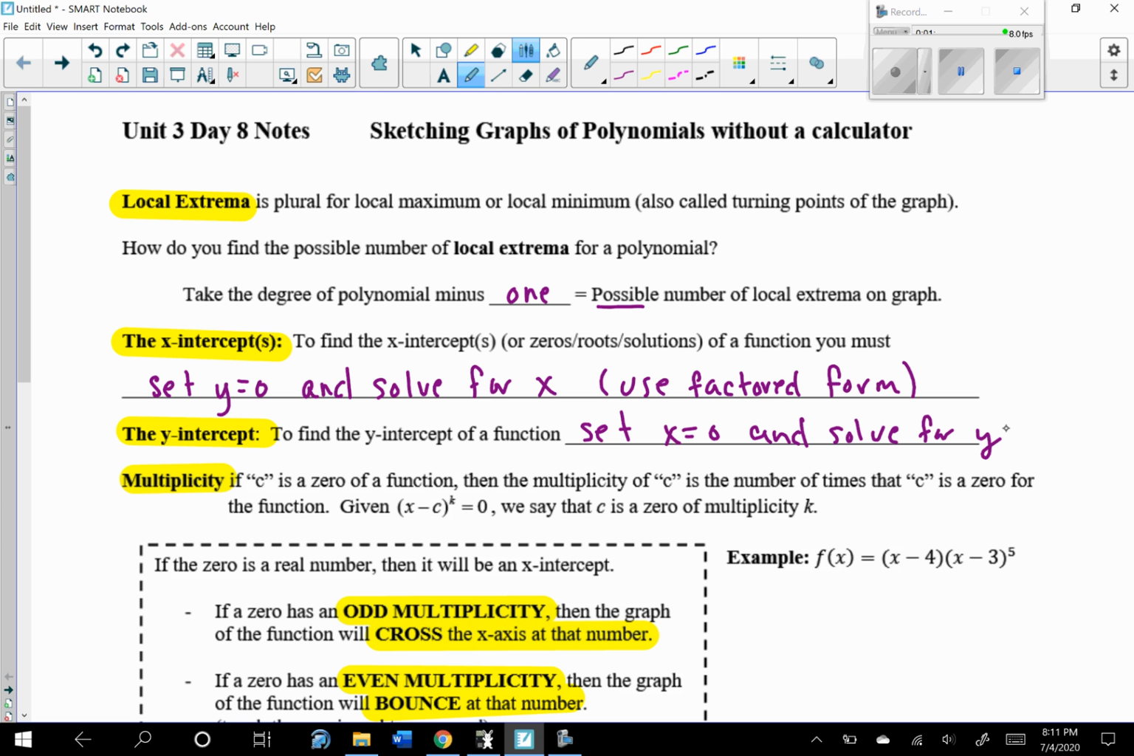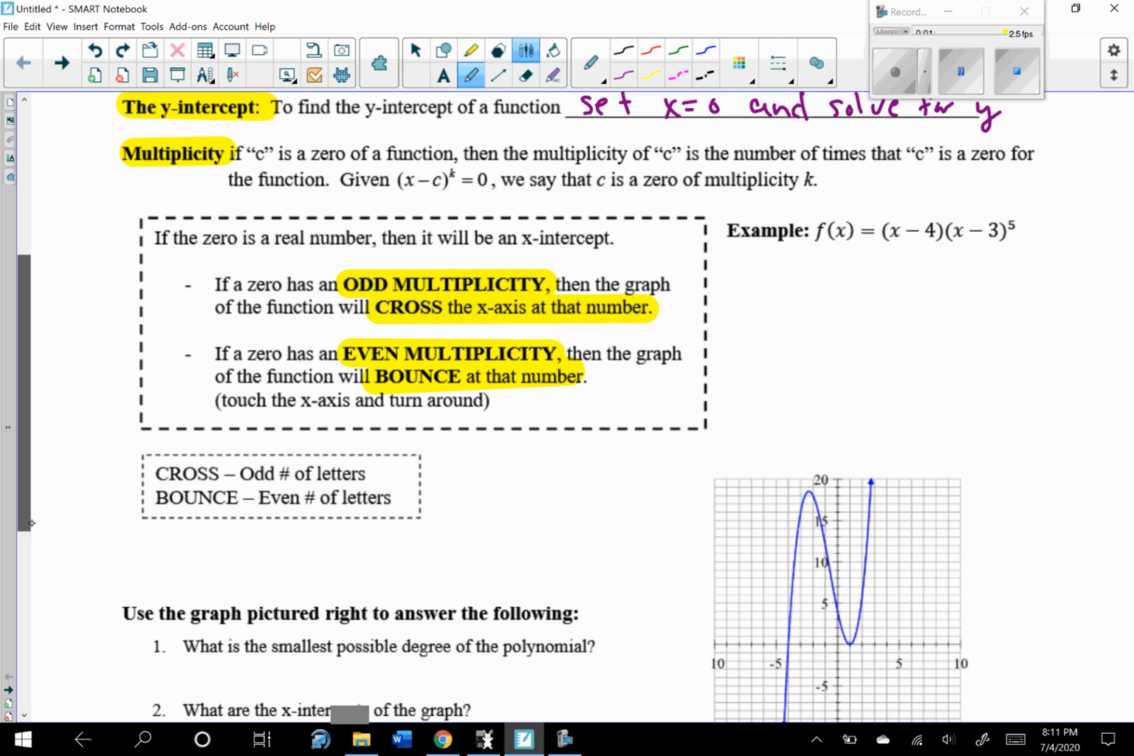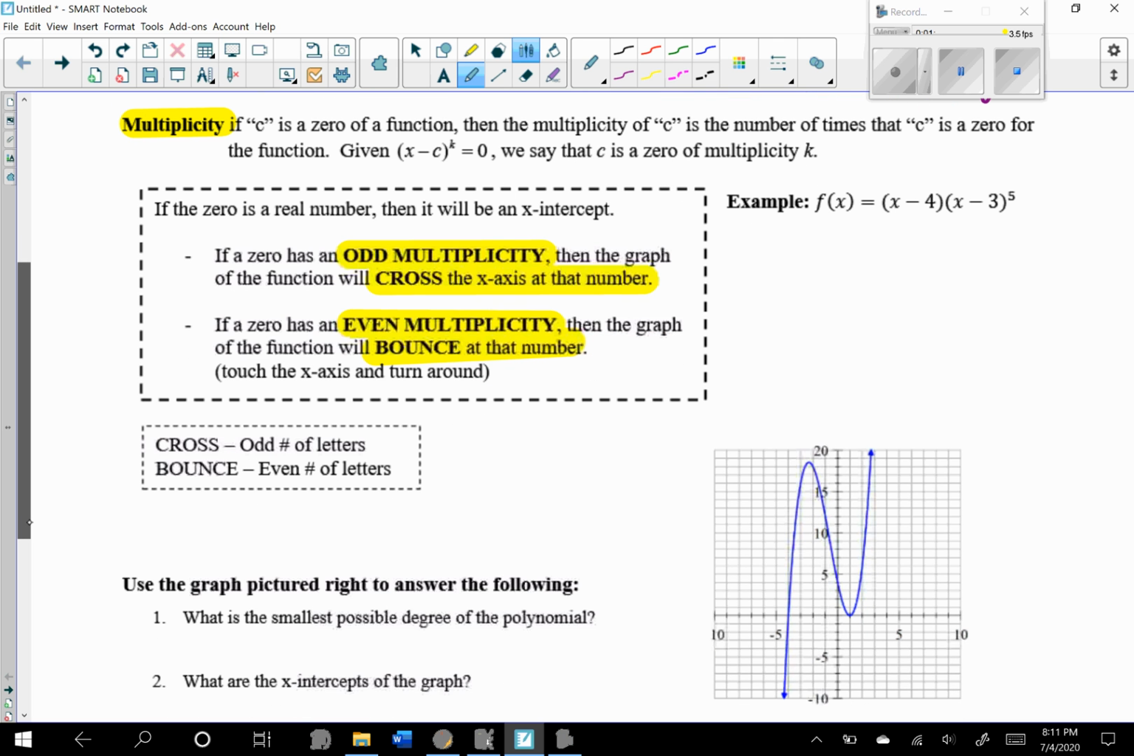So something that is new is the multiplicity. This says if c is a 0 of the function, then the multiplicity of c is the number of times that c is a 0 for the function. So given that x minus c to the k power equals 0, we say that c is a 0 of multiplicity k. So what does that mean?